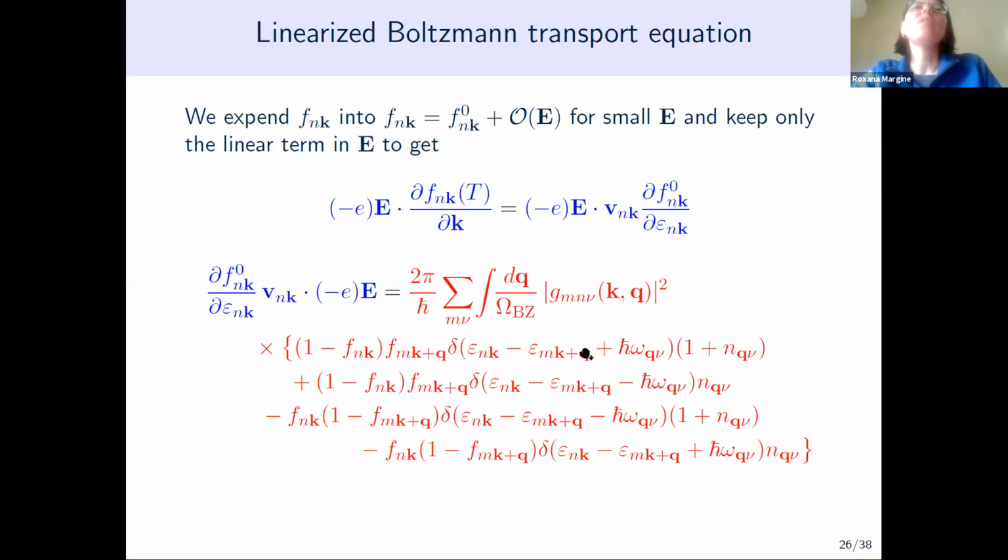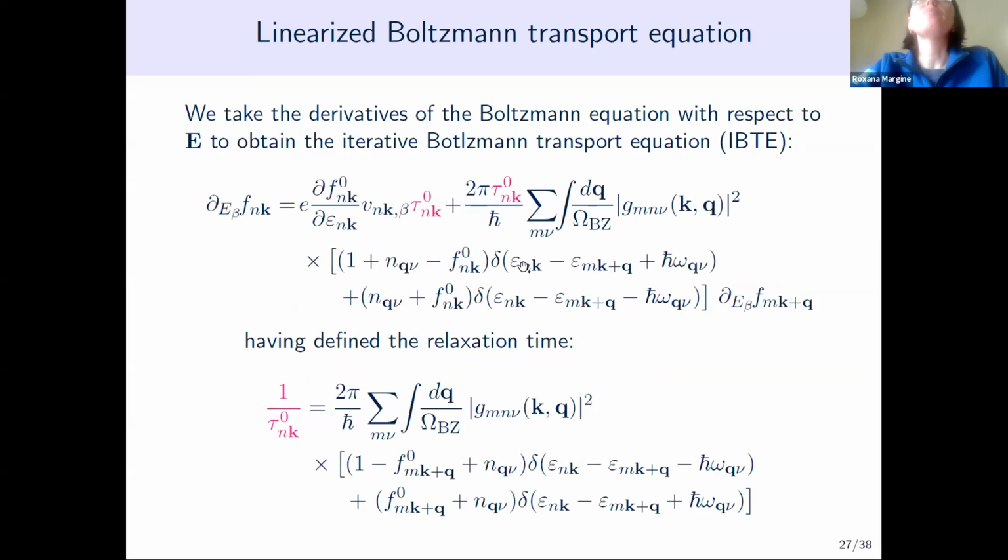Now the final step, since you remember we want to calculate mobility, is to take the derivative of this Boltzmann transport equation with respect to the electric field. And we can obtain an explicit expression for the linear response of the distribution function to the electric field, here having defined the relaxation time. So in this expression, this tau_nk is the relaxation time. And this expression is called the iterative Boltzmann transport equation.